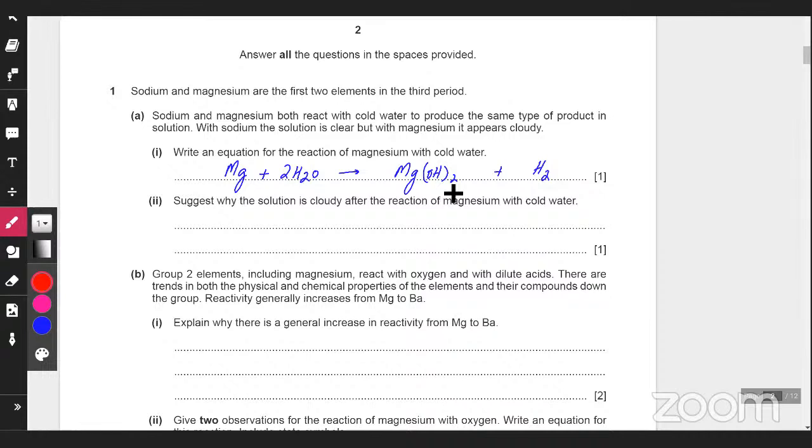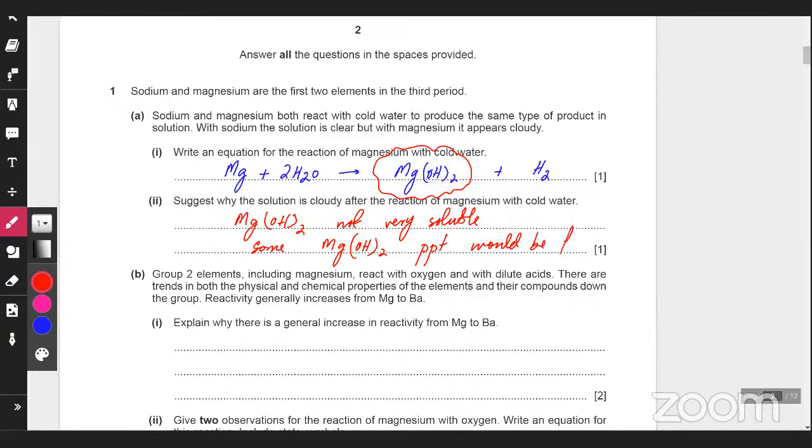The reason it's cloudy is because of Mg(OH)2. If you remember the solubility of this compound, this question is related to group 2, magnesium hydroxide is not very soluble. And group 2 compounds, they always have a white precipitate. So some Mg(OH)2 precipitate would be formed. It's just a 1 mark question. You can write that some Mg(OH)2 precipitate would be formed.